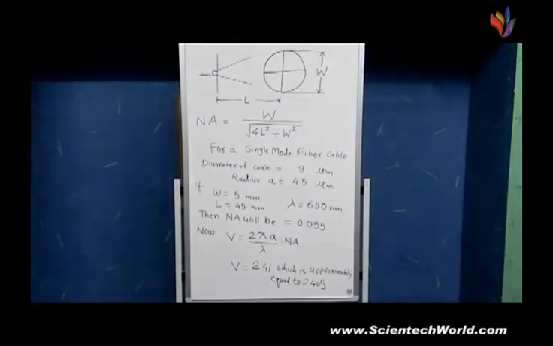In the same way, we can calculate the value of numerical aperture for a single mode fiber cable. The diameter of the core is 9 micrometer and the radius will be 4.5 micrometer. If we coordinate W is equal to 5 mm and L is equal to 45 mm, then NA will be 0.055 and V number will be 2.41, which is approximately equal to 2.405, which verifies that the V number is for single mode fiber cable.